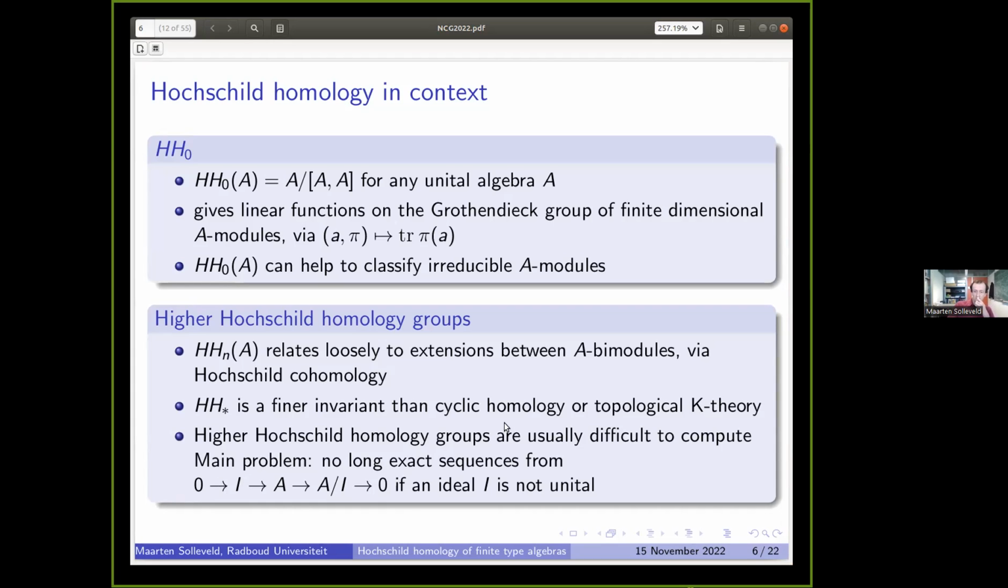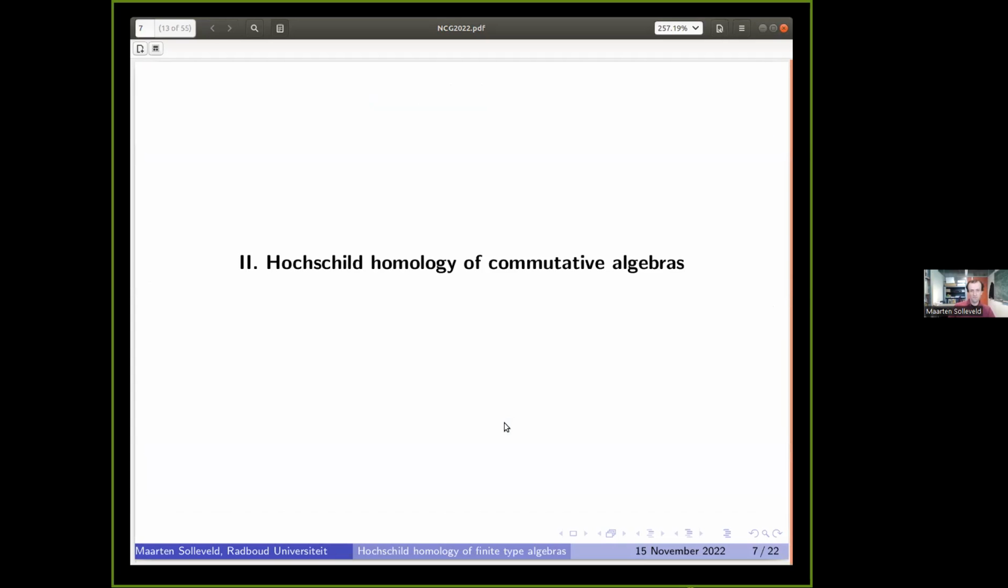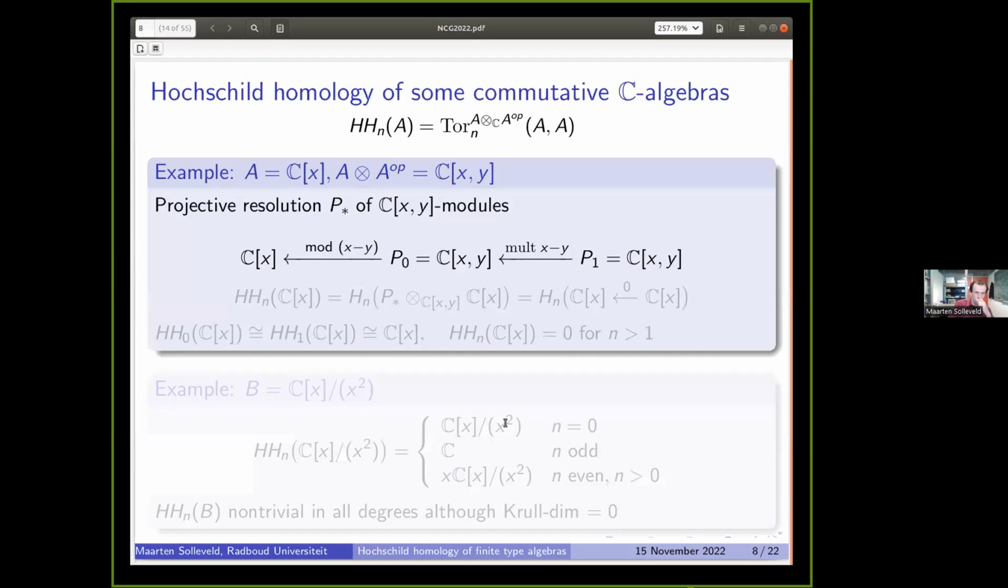Okay, so now let me specify to the case of commutative algebras, and let's see how closely related to differential forms they are. It's of course common knowledge in noncommutative geometry that Hochschild homology is the version of differential forms for non-commutative algebras, but in fact the analogy is not precise even for commutative algebras.